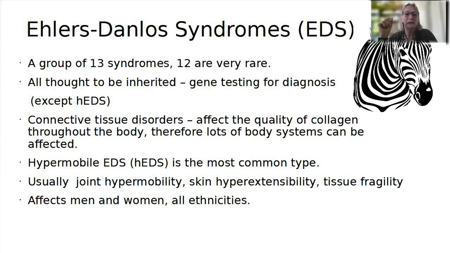All of the EDS syndromes are thought to be inherited, and gene mutations have been found for all of them except hypermobile EDS, which is the most common. So therefore you can get genetic testing for all of them except the hypermobile EDS. Usually the things that you're seeing in Ehlers-Danlos syndromes involve joint hypermobility and or skin hyperextensibility and or tissue fragility. And it affects men and women equally.